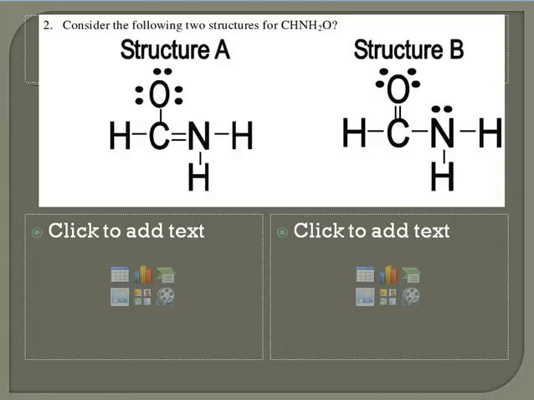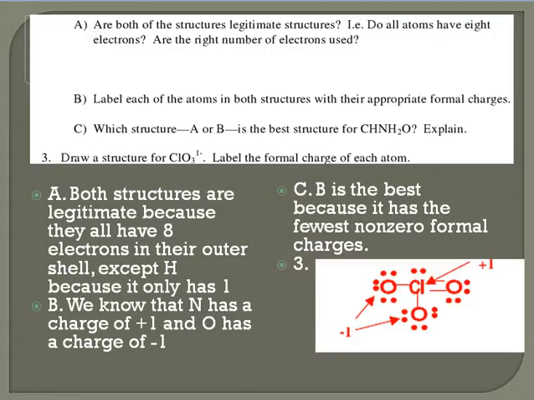For question 2, we're supposed to consider the following two structures of CHN H2O. For part A, it asks, are both of the structures legitimate structures, which means do all the atoms have 8 electrons? Are the right number of electrons used? When you count up the total number of valence electrons for each element in the molecule, we find that both structures are legitimate because they all have 8 electrons in their outer shell, except for hydrogen because it only has 1, but that's still its full valence shell.